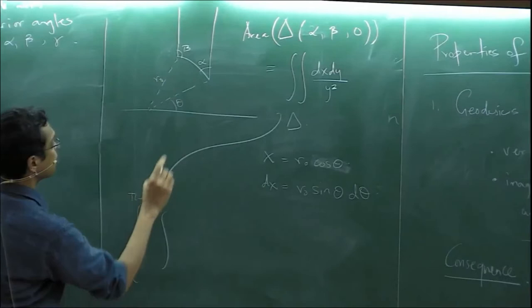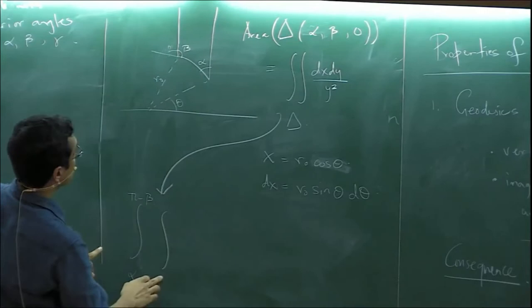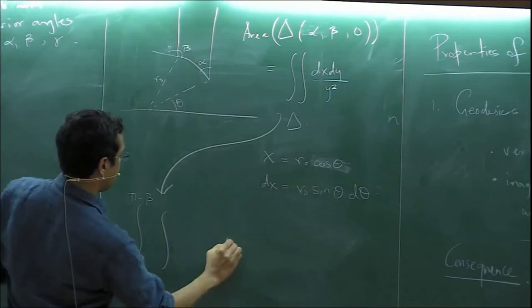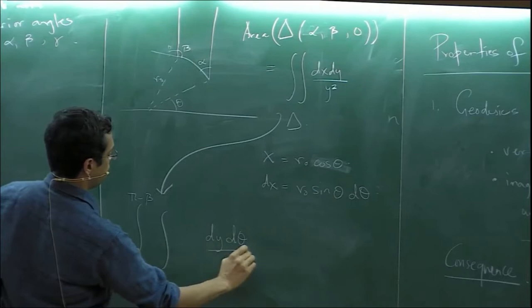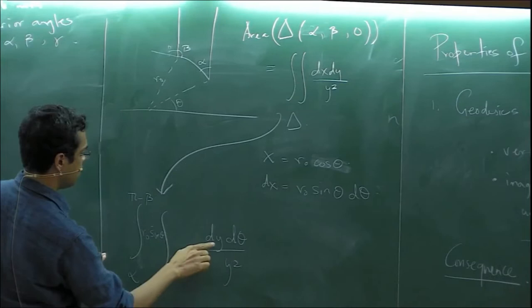Okay, so you can check. So these are vertical lines, right? So this angle is pi minus beta, and this integral now. So that's the x as well. Now that's the theta direction, and there's a dy, and you're dividing by y squared. So x I'll convert to this r naught sine theta d theta, and dy by y squared.